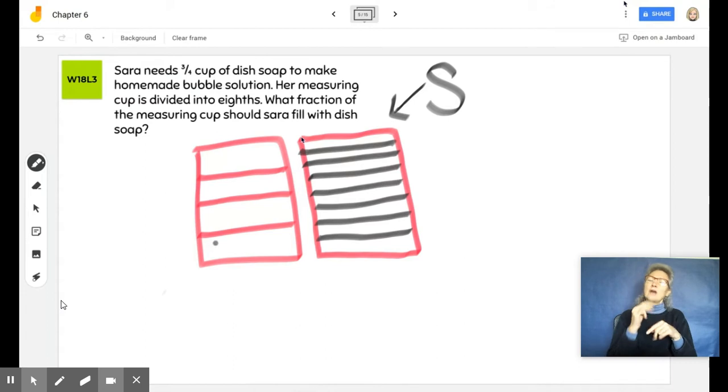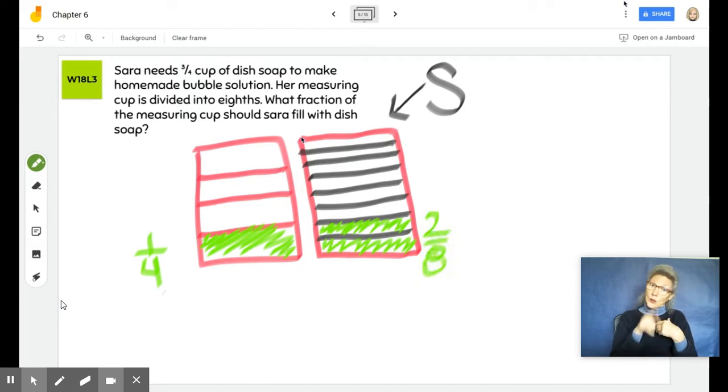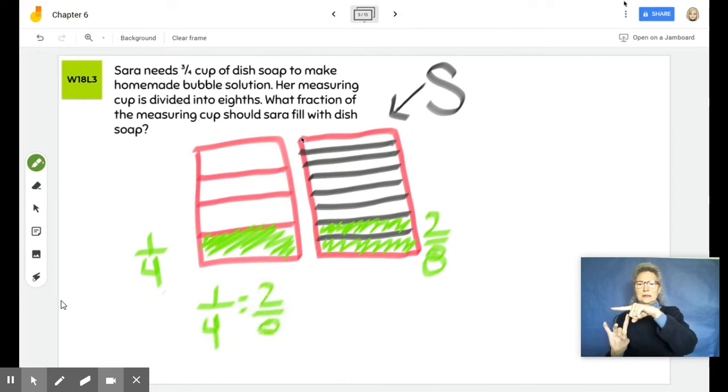Well, if I look down here and if I were to shade this in, so if I'm going to shade this in right here, that is 1/4. Now, if I shade in the same amount over here, that looks like that would be 2/8. So essentially, we just learned that 1/4 is equivalent to 2/8. But she doesn't need 1/4. She actually needs 3/4.